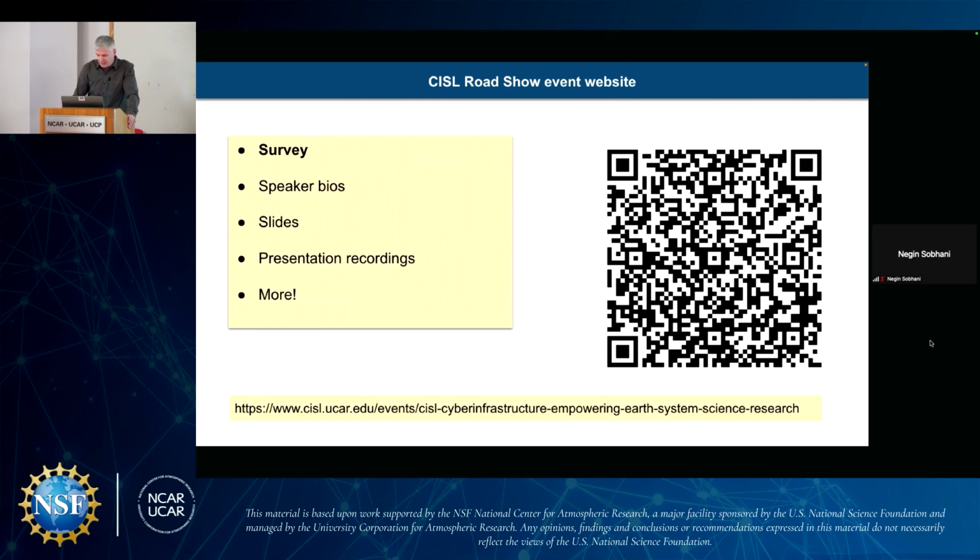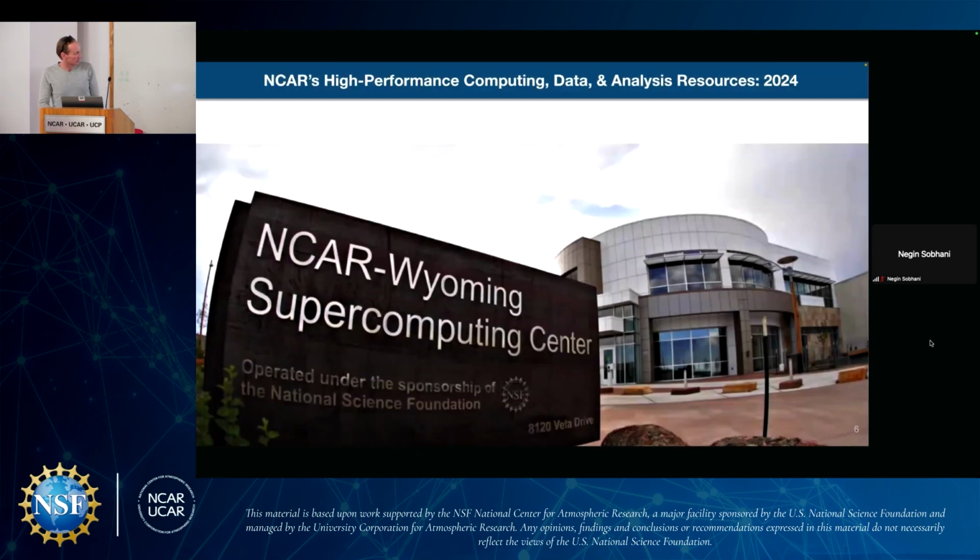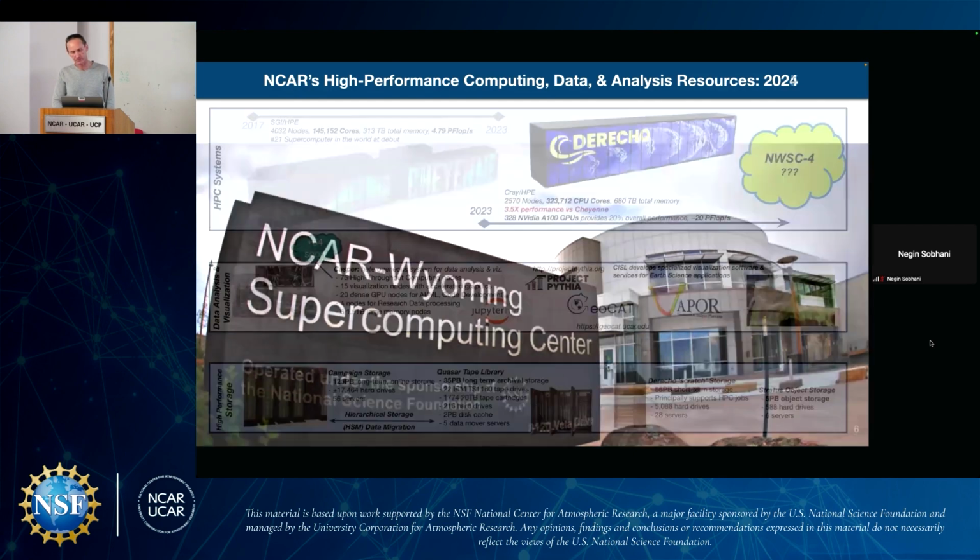So with that, we'll get started with our first speaker, Ben Kirk, who heads up the CISL Consulting Group. Thanks, John. My name is Ben Kirk, and I'm from the Consulting Services Group within CISL's High Performance Computing Division. I'd like to talk a little bit about the HPC resources and access and support forums that we offer. So everything that we're going to show today on the facility side is housed in the NCAR Wyoming Supercomputing Center just across the border in Cheyenne. We definitely love giving tours. It's world class. If you've never been there, haven't been there lately, pop in and see what Derecho looks like.